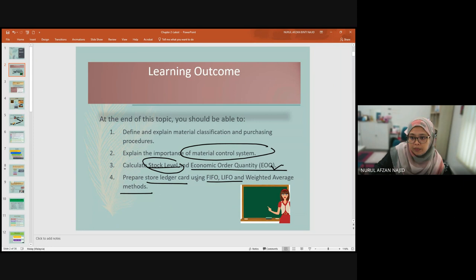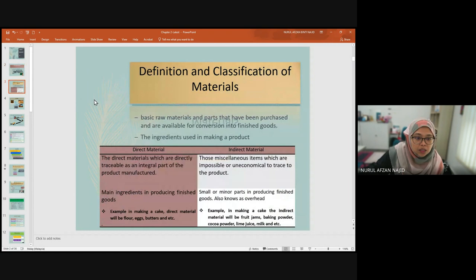So in terms of definition and classification of material, we have learned in chapter 1, material can be classified into 2, bergantung as classified in the traceability punya method. Material ini kita boleh classify kepada direct material dan indirect material. So, material itself is the basic raw material and parts that have been purchased. Contohnya kalau kita nak buat cookies, kita beli flour, kita beli egg, kita beli sugar, kita beli baking powder and so on. So, those are the raw material.